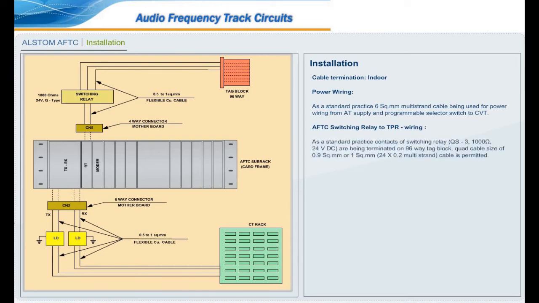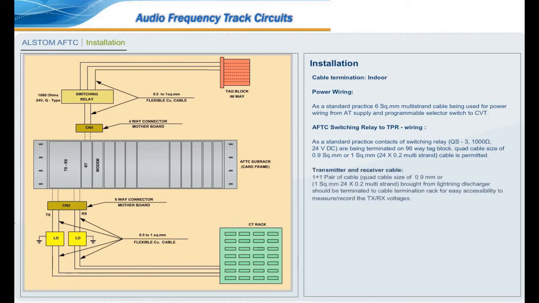As a standard practice, contacts of switching relay QS3 1000 ohm 24 volt DC are terminated on a 96-way tag block. Quad cable size of 0.9 square mm or 1 square mm, 24 into 0.2 multi-strand cable, is permitted.